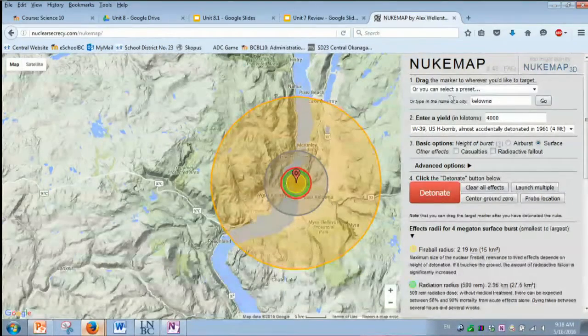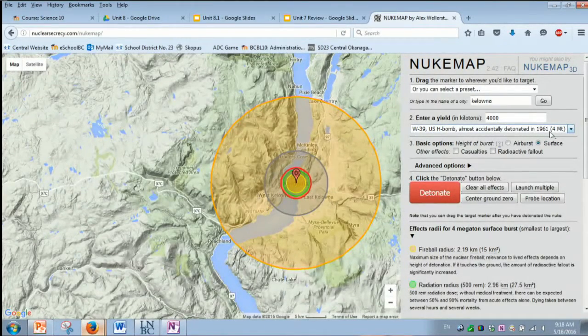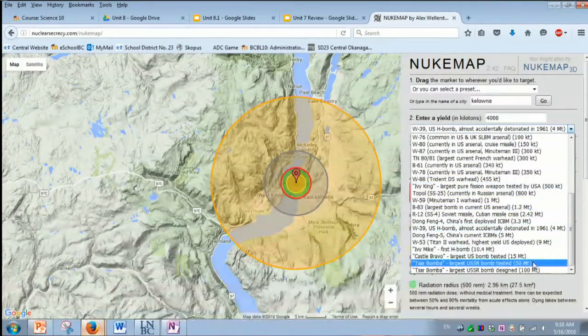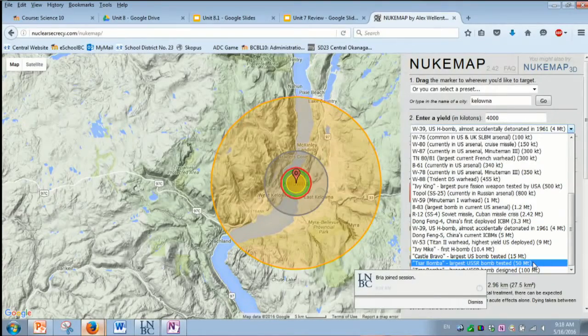Pretty crazy stuff. And does anyone remember how big the Tsar Bomba that we talked about was? So this was a 4 megaton bomb. The Tsar Bomba was a little bit bigger than that, way down at the bottom here. The Tsar Bomba was 50 megatons.